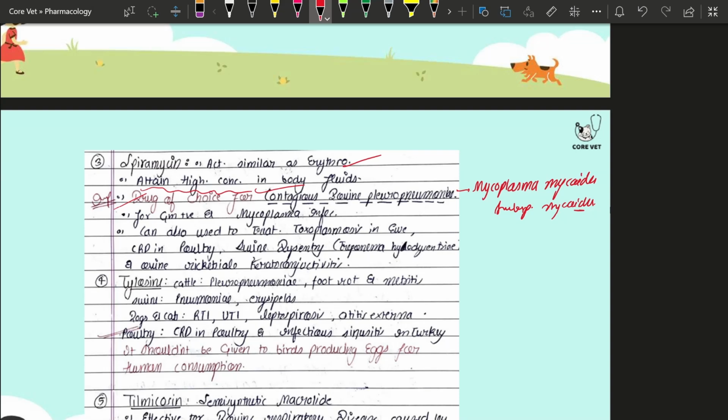Moving forward, it is also effective for gram positive and mycoplasma infection, as I had told you. It can also be used to treat toxoplasmosis in ewes, and it is also effective for poultry in cases of chronic respiratory disease. Swine dysentery could also be treated by spiramycin, and ovine rickettsial keratoconjunctivitis could also be treated by spiramycin.